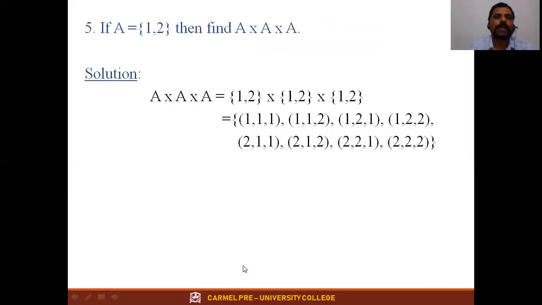Okay, now coming back to the next one. If A equals {1, 2}, then find A cross A cross A, right?